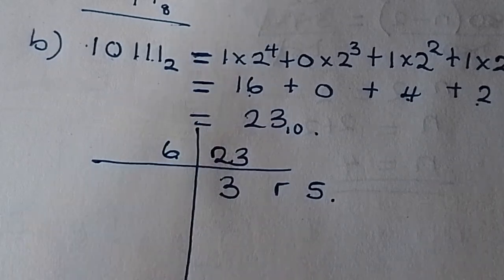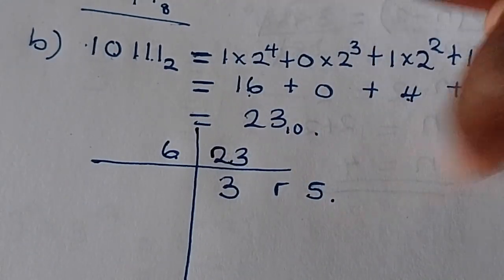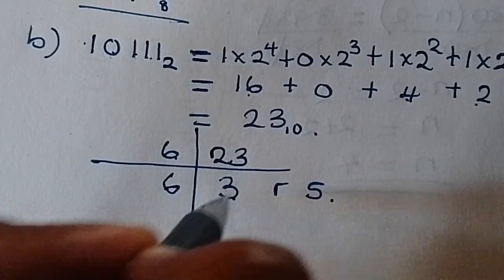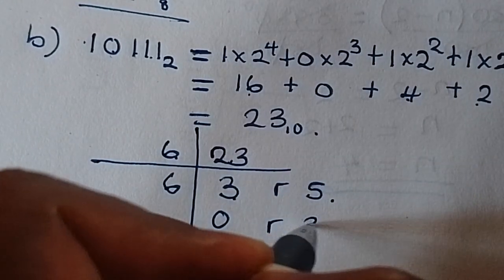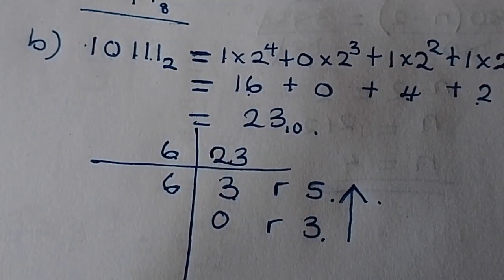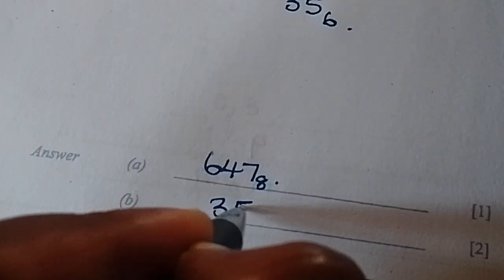We are going to write our remainders on the right side, right? Then 6 into 3 is 0, remainder 3. So for our answer, we write the digits upwards. So it's 3, 5, base 6. Right.